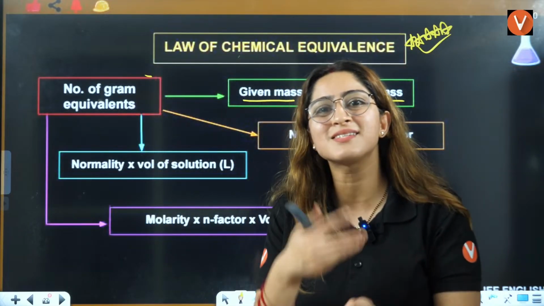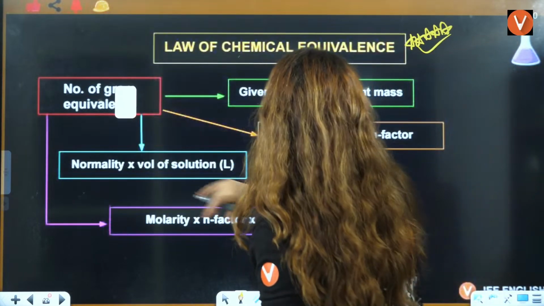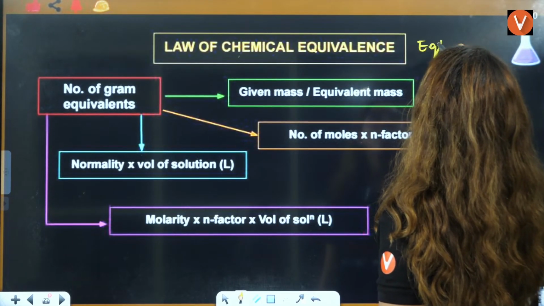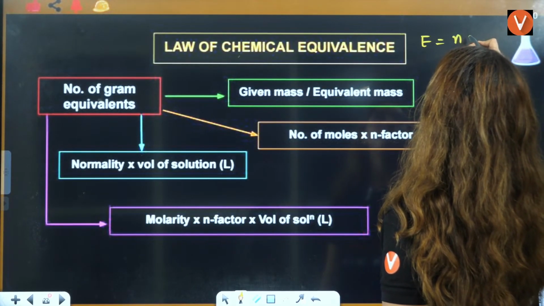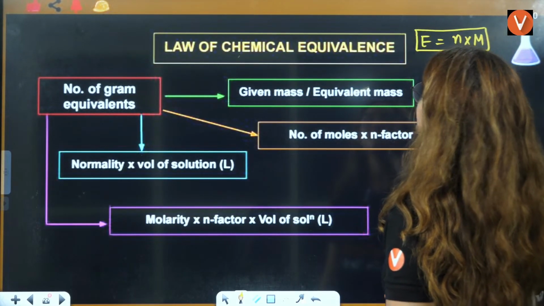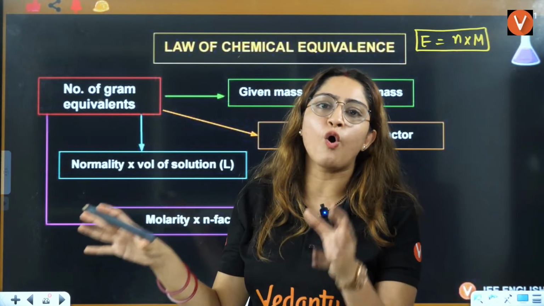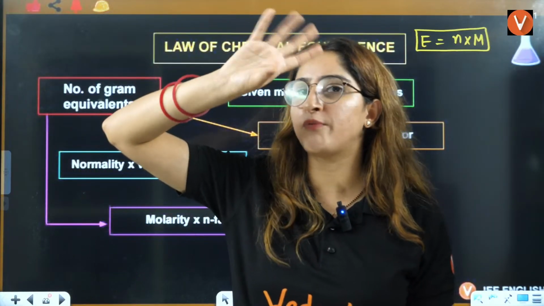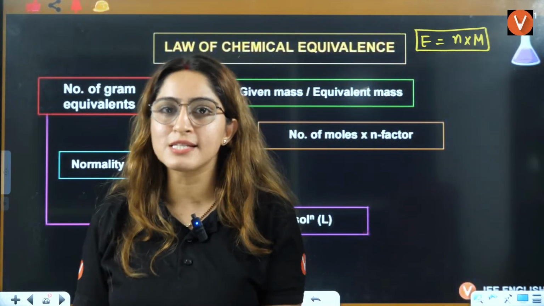But ma'am, what is this equivalent mass? See, equivalent mass, which you can also write as E, is nothing but n factor into molar mass. Now, what is this n factor? Don't worry, I am coming up with a special lecture on n factor. Right now, I'll just show you with examples that here the n factor is this, and here the n factor is this. The n factor is actually the valency factor.